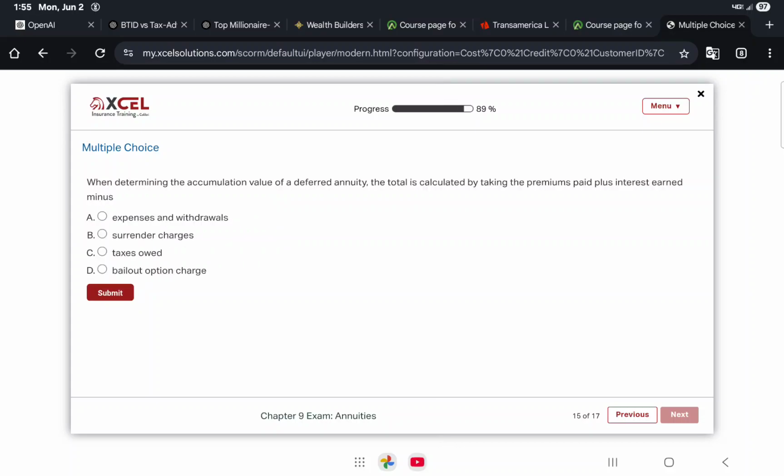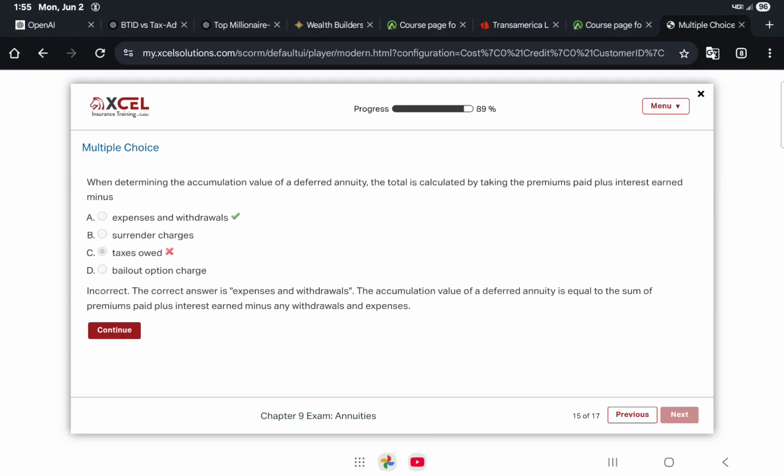When determining the accumulation value of a deferred annuity, the total is calculated by taking the premiums paid plus interest earned minus: expenses and withdrawals, surrender charges, taxes owed, bailout option. I'm going to say taxes owed. Expenses and withdrawals. The correct answer is expenses and withdrawals.